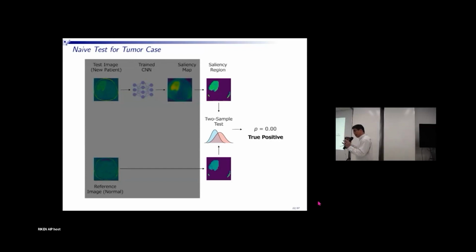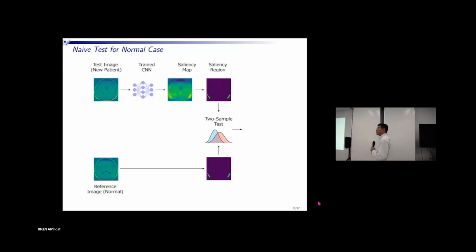Now, for simplicity, let's forget that this saliency region is obtained from the neural network. Just comparing the distribution of the pixel intensity, we will have a p-value of 0.00, indicating that this is truly positive and statistically significant. The difference is statistically significant. This is fine. This is what we expect because we want the method to tell that this region is something special. But the next case is problematic.